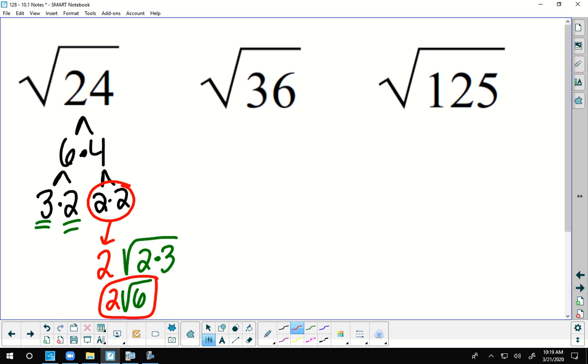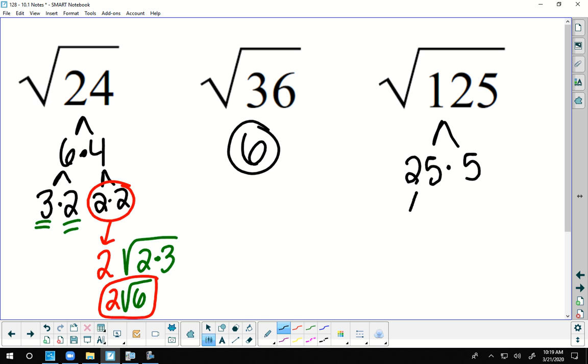Okay. 36 is a perfect square factor because 6 times 6. So since 36 is a perfect square factor, we know that the square root of 36 is 6. Square root of 125. 25 is a perfect square factor. We know 25 times 5. Let's break this 25 down to 5 times 5.